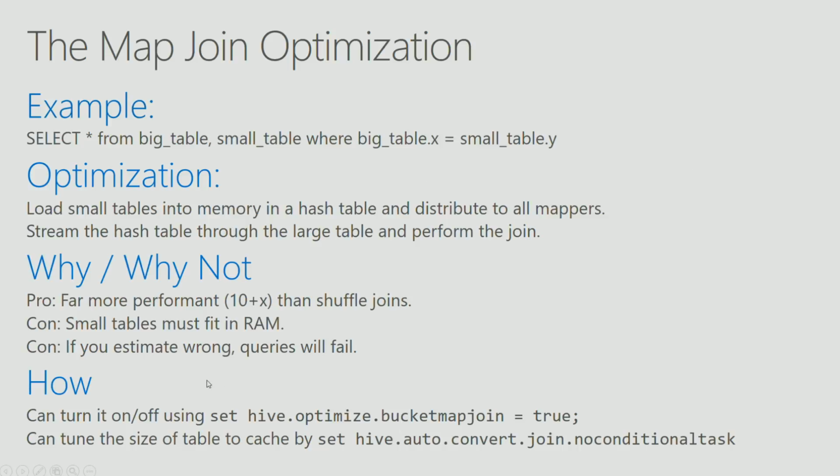Okay, right there. So you can turn it off using this, and you can turn it on using this setting right here. More importantly, you need to tell Hive the size of the small table, and that is something you can adjust using this setting at the bottom, Hive auto-convert join no conditional task size. What you're telling Hive is this is the size of the small table.